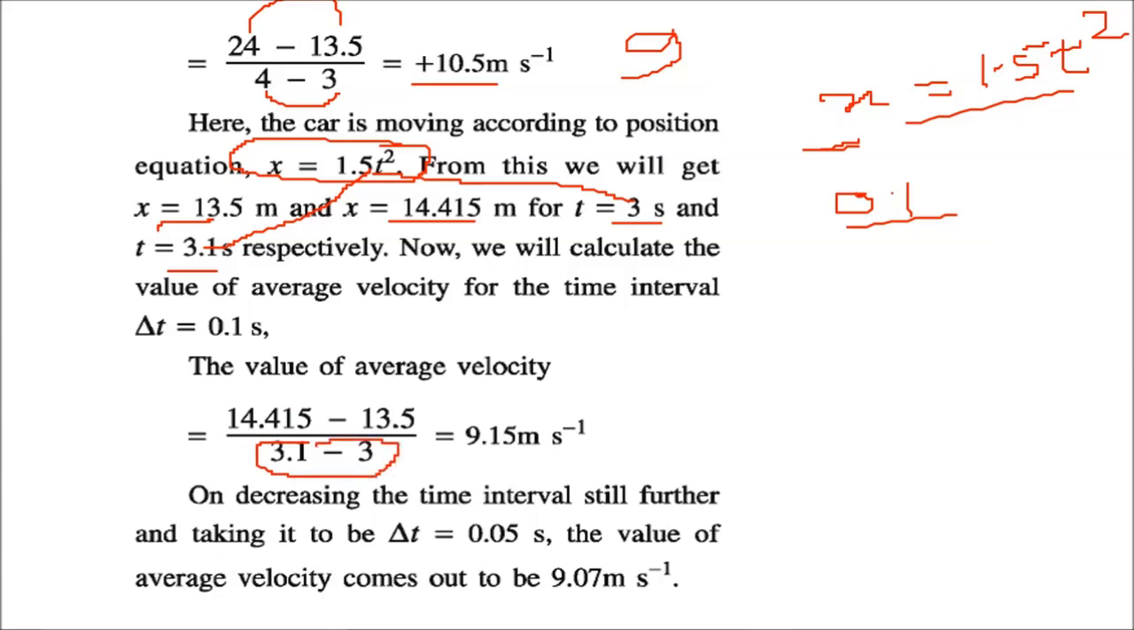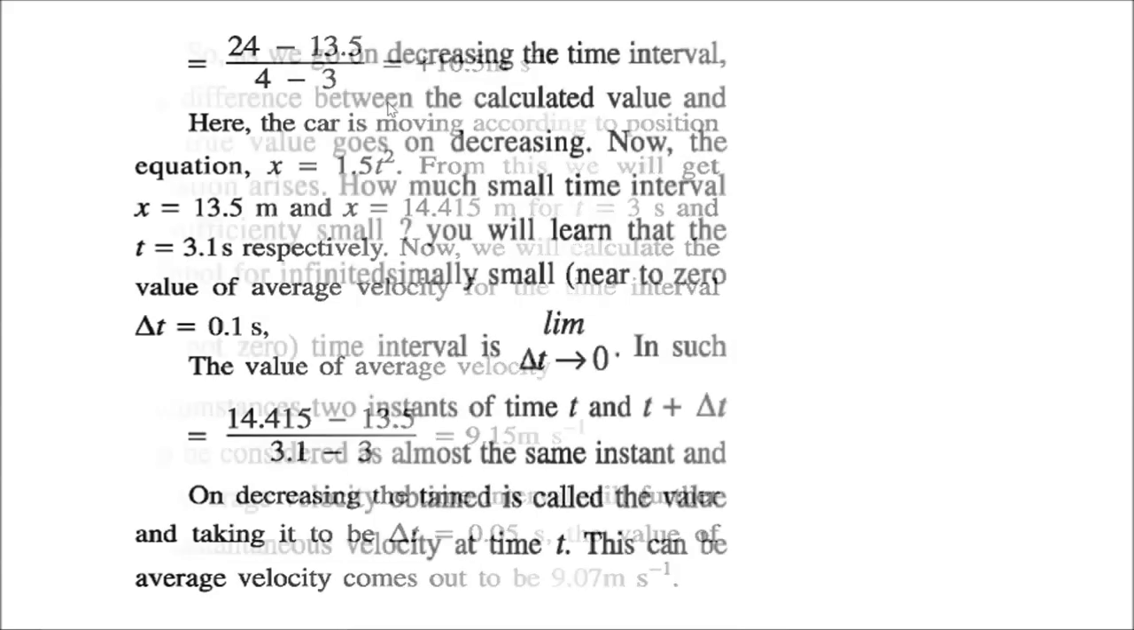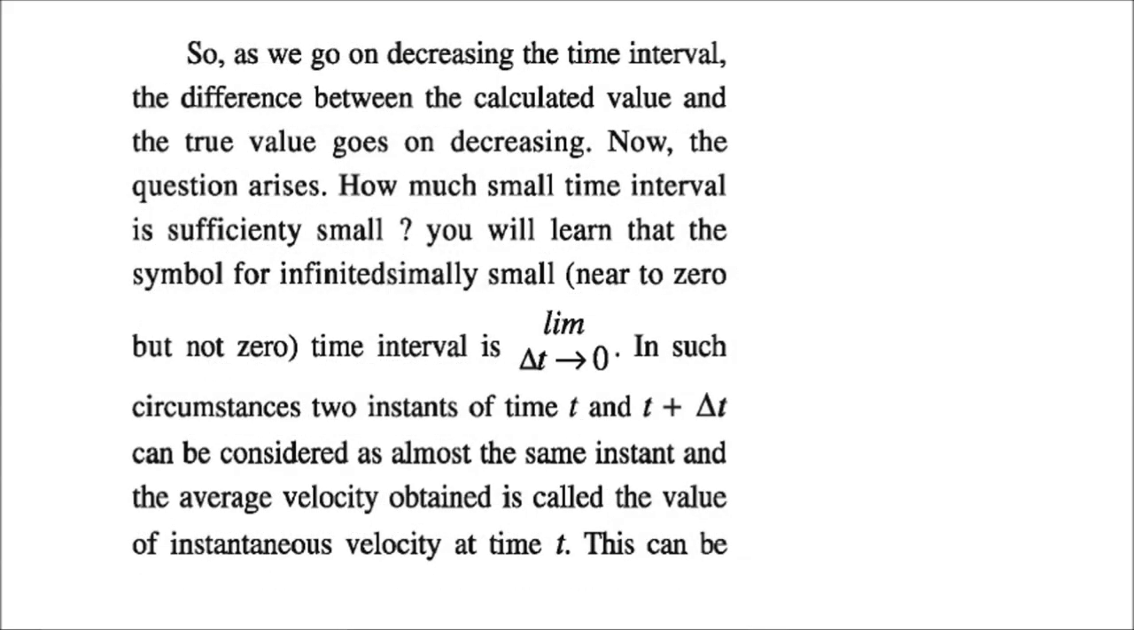And what is the distance? 14.415 minus 13.5. So the average velocity is 9.15. So we have decreased the interval to 0.1 second, and we can again decrease it to say 0.05. Again we use the same equation and we find that the average velocity comes to be 9.07. Now this is much closer to 9, which we wanted. So the idea is, when we go on decreasing the time interval, from 3 second, 1 second, then 0.1, then 0.05, the difference between the calculated value and the actual value is decreasing.